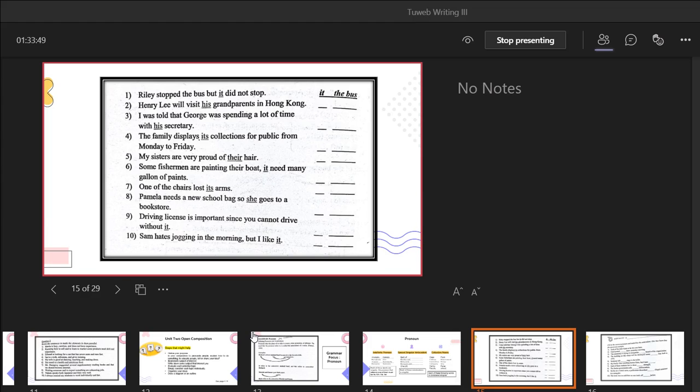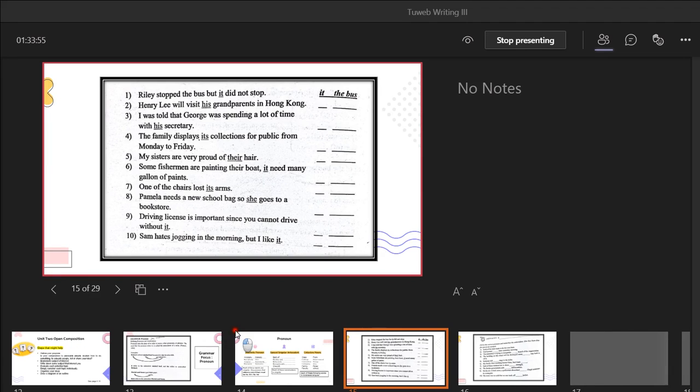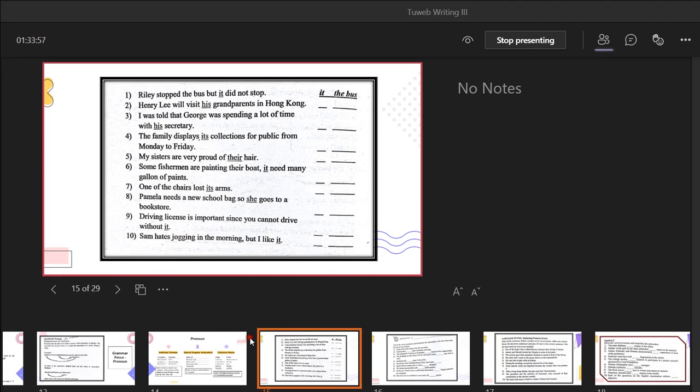Yes, Sam hates jogging in the morning, but I like jogging. Jadi sebenarnya penggunaan pronoun di dalam sentence ini adalah untuk to avoid the redundant, ya, untuk menghindari kata-kata yang sama, jadi berlebihan di dalam sentence. That's why we use pronoun.